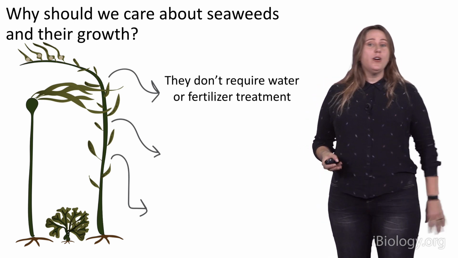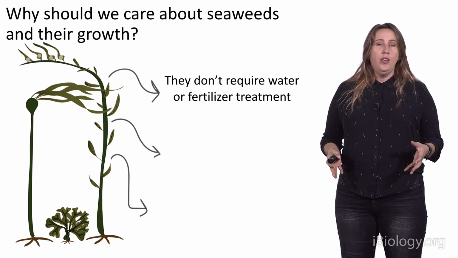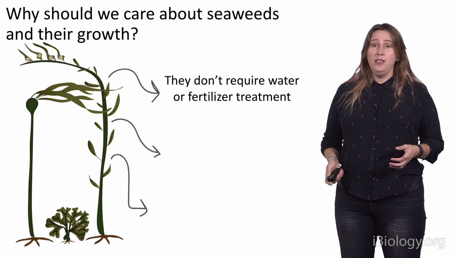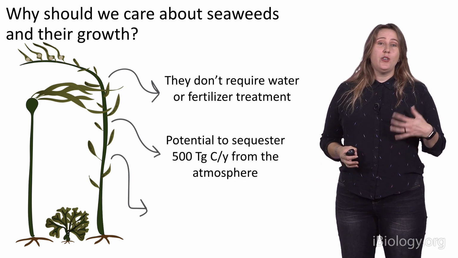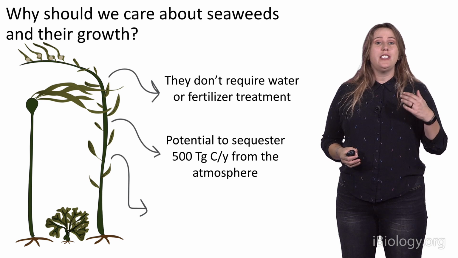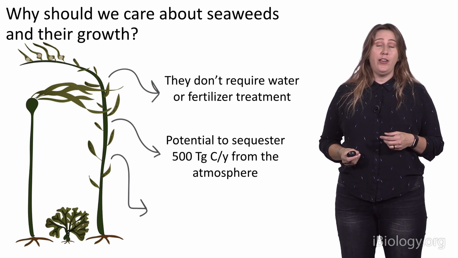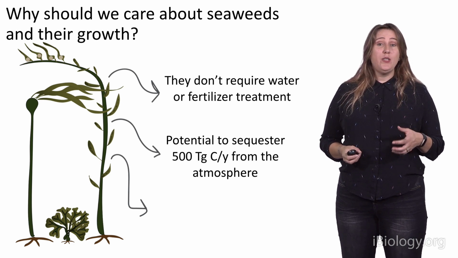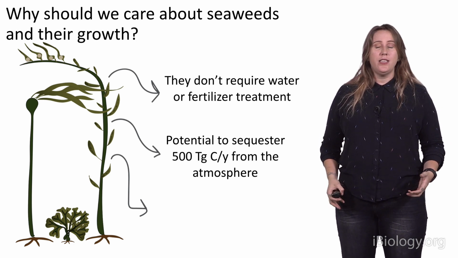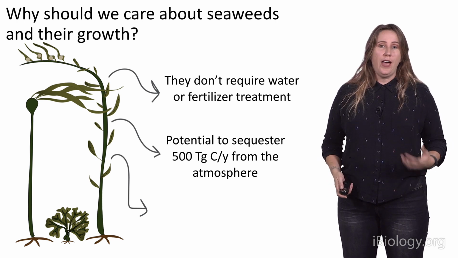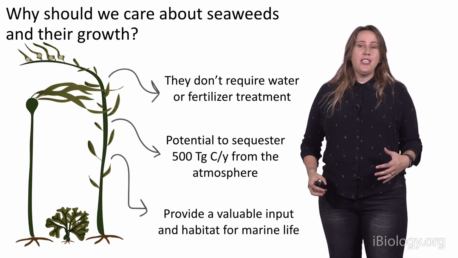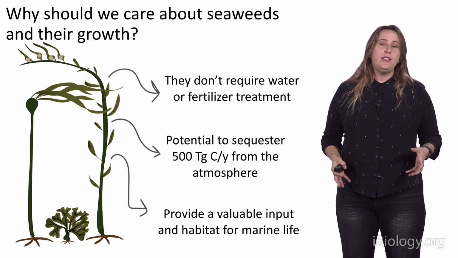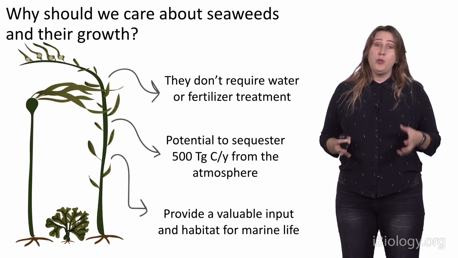And that's because they don't require water or fertilizer treatment. So you don't have to put those environmental loads into either the production system or the land. But they also have the potential to sequester 500 teragrams of carbon a year from the atmosphere, which is much higher than most of our land plant mass. And that's because they're incredibly good at photosynthesis. Their photosynthesis is even more efficient than that found in plants. And lastly, they provide a valuable input and habitat for marine life. And so all of these things make them important not just to us, but to our changing world.